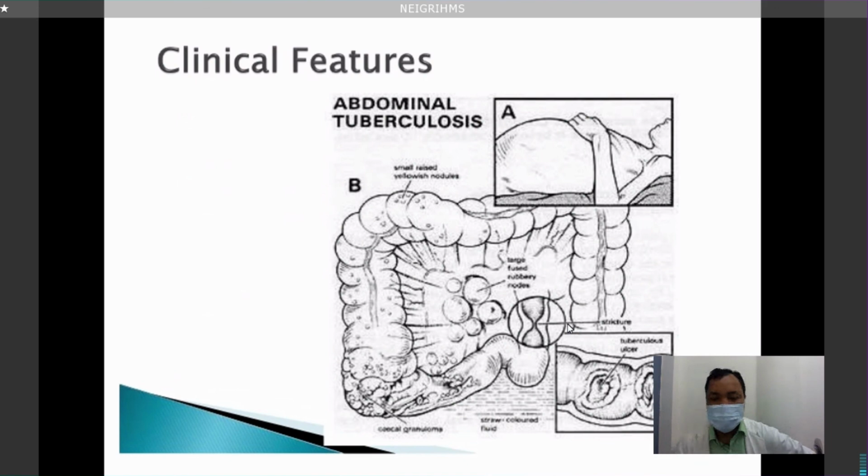So here the patient is having a lot of obstruction, mechanical obstruction, or maybe because of ascites also, the abdomen may be distended.